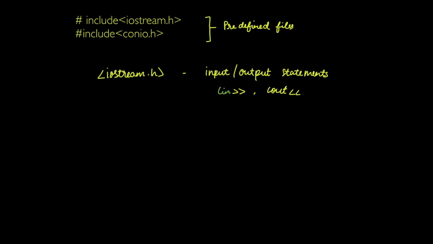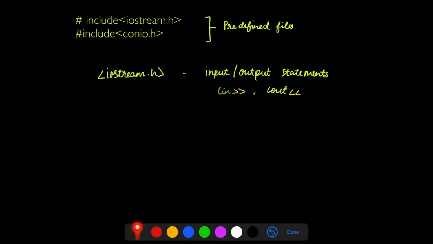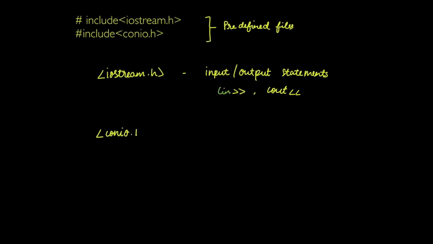The double arrow is called the cascading operator. The conio file gives us the clear screen, that is clrscr function, which clears the output screen for a fresh output. Another useful function it gives is getch. I'll explain this function a little later.